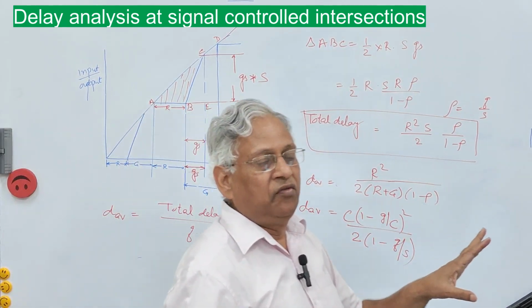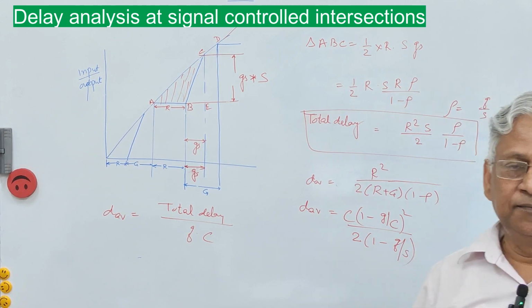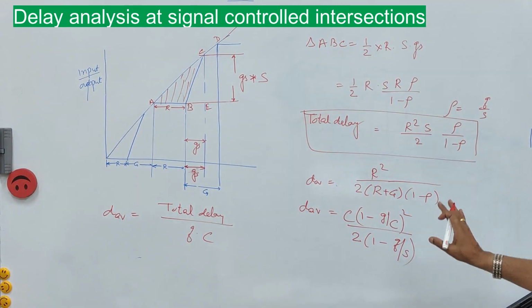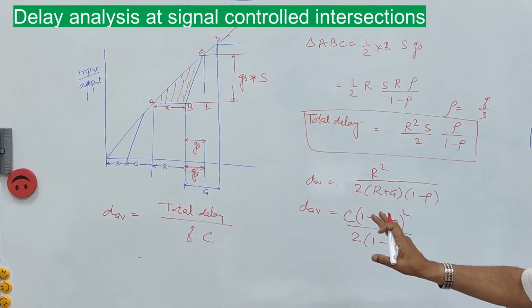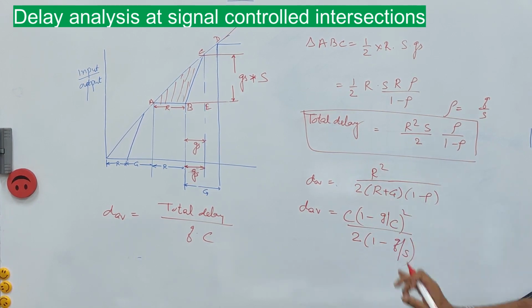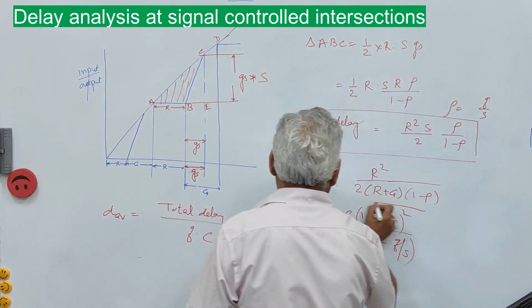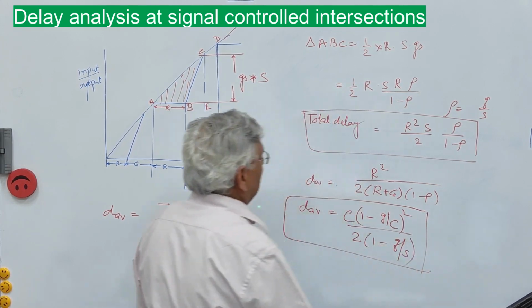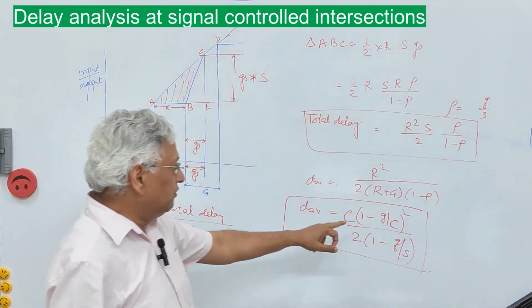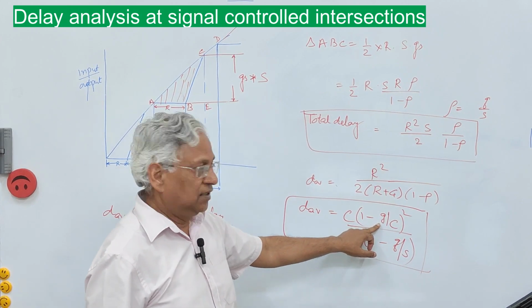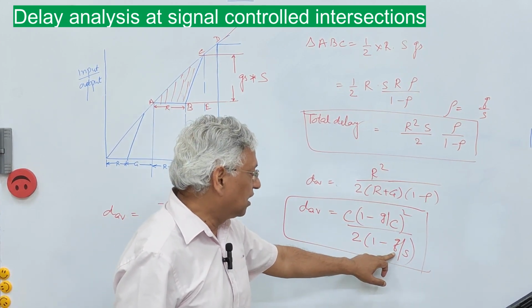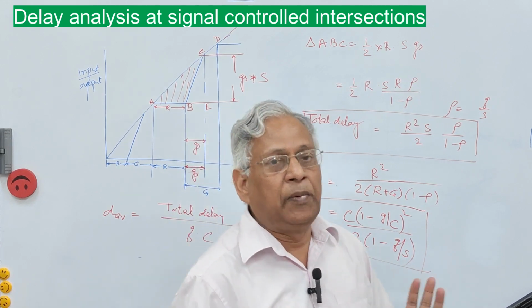This is the equation you will find in most of the manuals to calculate average delay because of uniform rate of arrival. Whether it is Indo-HCM or the Highway Capacity Manual of the US, the British method, or the Swedish method, in all methods the first term of delay is uniform delay. That is the equation, and that is how it is derived. Again, I will repeat: G is the effective green time, C is the cycle length, Q is the arrival rate, S is the departure rate.